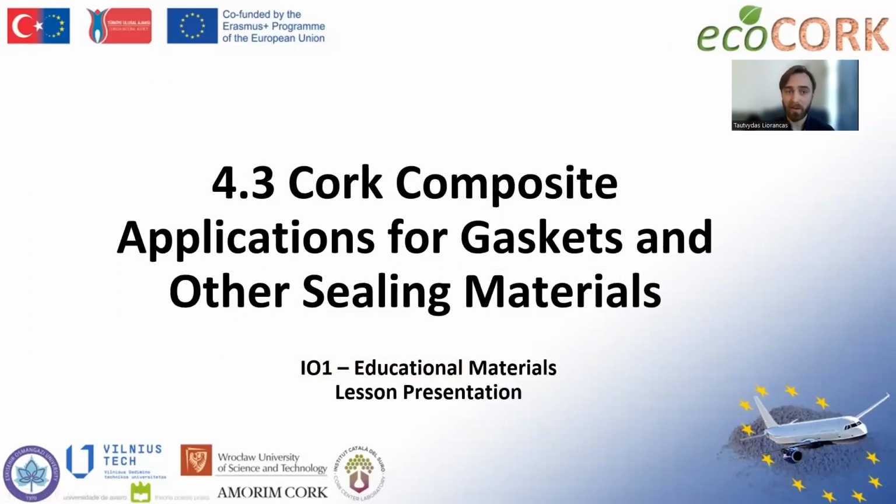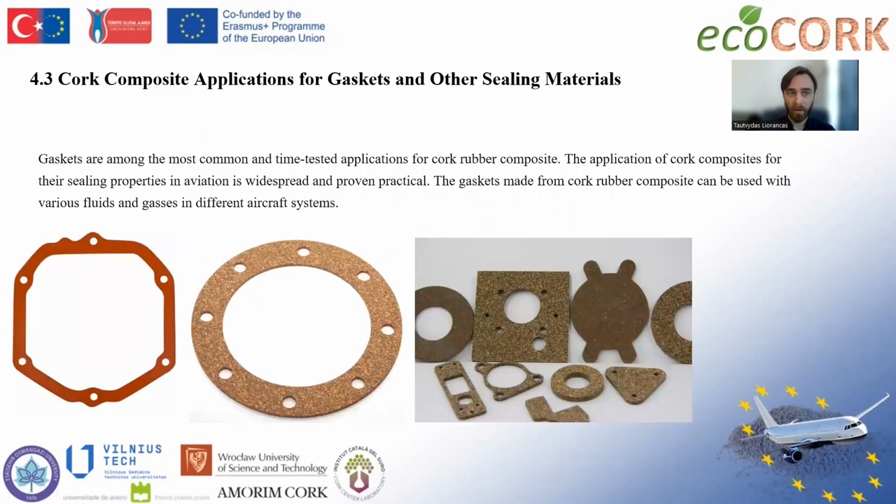In the following chapter, 4.3, we will discuss cork composite applications for gaskets and other sealing materials. Gaskets are among the most common and time-tested applications for cork rubber composite. The application of cork composite for its sealing properties in aviation is widespread and proven practical. The gaskets made from cork rubber composites can be used with various fluids and gases in different aircraft systems.